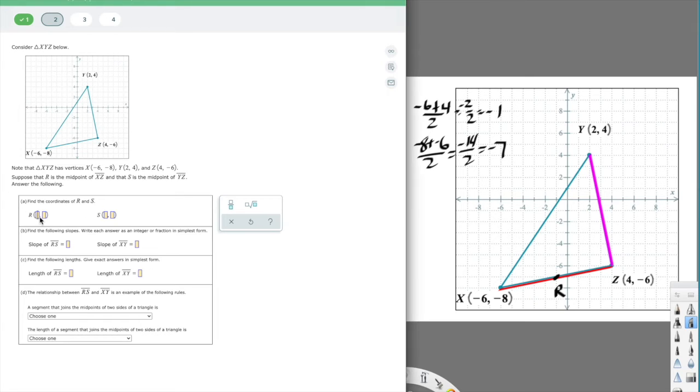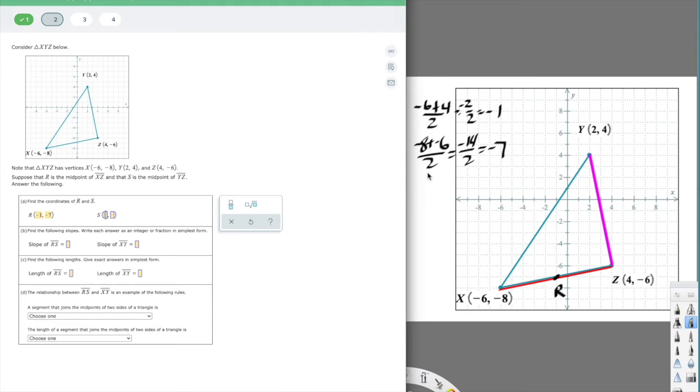So negative 1, let's put this in, negative 1, negative 1, why is 1 not typing? There we go, and negative 7. Alright, so now we're going to do the same thing for S.